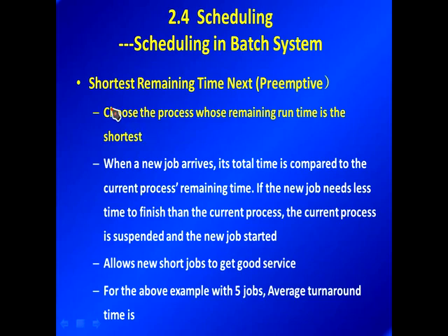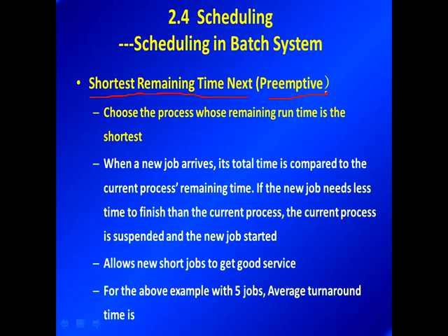The third algorithm we are learning is called shortest remaining time next. Here you can see it's preemptive. For batch systems, we usually adopt non-preemptive algorithms, but there is an exception. Sometimes we want to get better performance based on a shorter turnaround time.